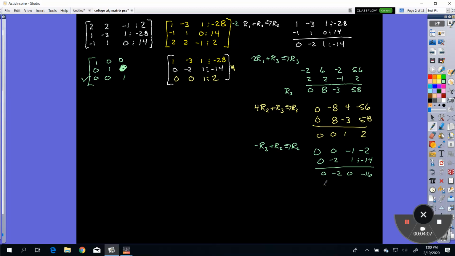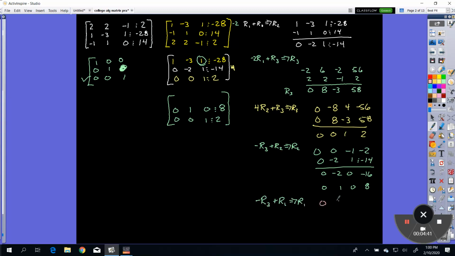I divide it all by negative 2. I get 0, 1, 0, 8. So 0, 1, 0, 8. It's my middle row. The bottom row hasn't changed. It's still 0, 0, 1, 2. Now in my top row, I want this one that's circled right now to disappear. So I'm going to do the same thing as what I did earlier, but with row 1 now. So I'm going to go negative row 3 plus row 1, and it's going to make a new row 1.